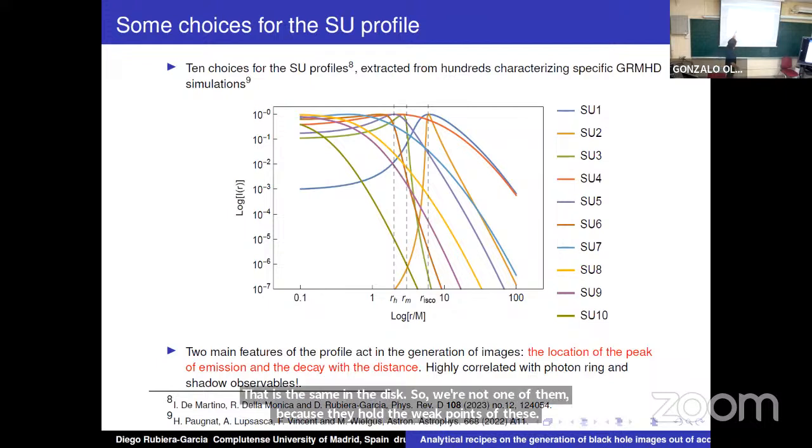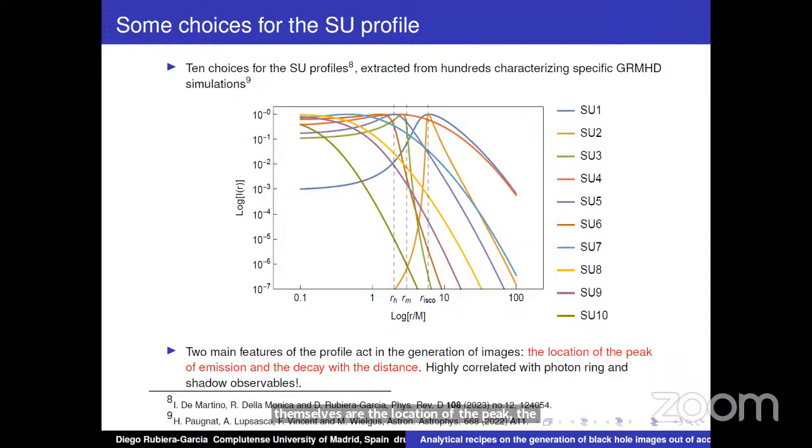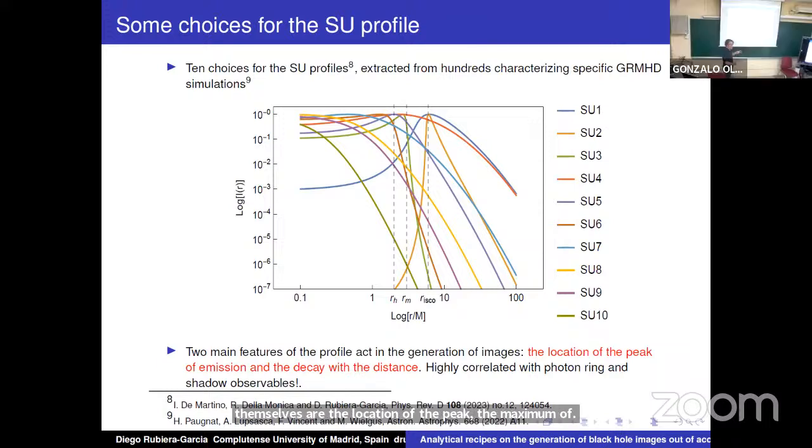But in the end, everything gets characterized in terms of intensity versus the radius. And because the radius is related, in spherically symmetric models, to the impact parameter, you can resolve this graph as intensity versus impact parameter, which is very useful for the simulation. The two main features of this simplified model that influence the observables are the location of the peak, the maximum of the emission, and the decay with distance. This influences the two sets of observables, the photon rings and the shadows.